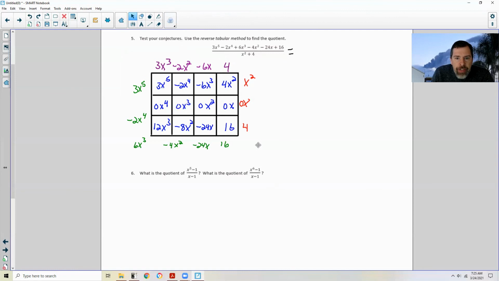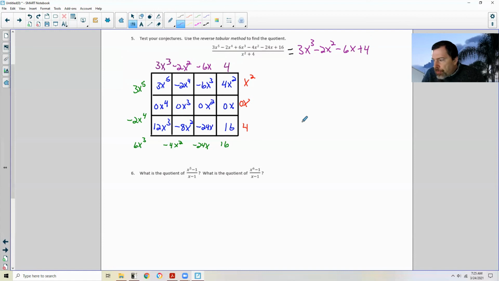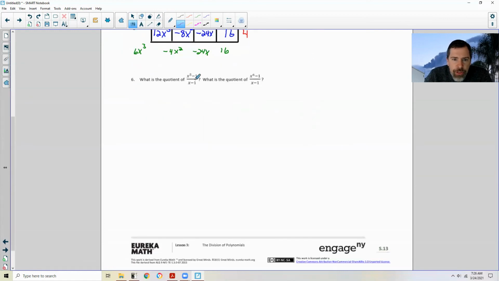Okay, so there is our table. There is our numerator, here is our denominator with a spacer, and here is our quotient. So then I come over here, and it's 3x cubed minus 2x squared minus 6x plus 4. Whew. All right, that was pretty neat. Number 6, what is the quotient of these and what is the quotient of this? All righty.